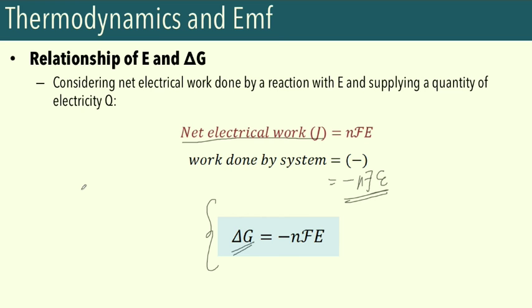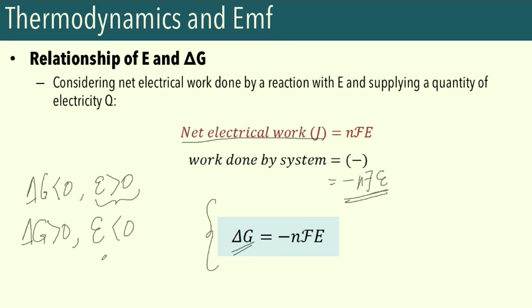We know that if our delta G is less than 0, we have a spontaneous reaction. If we have a delta G that's less than 0, this corresponds to a potential that is greater than 0. Again, this corresponds to a galvanic cell. However, when our delta G is greater than 0, or positive, this means that our cell potential is less than 0, so this corresponds to a non-spontaneous process or an electrolytic cell. We also know that when delta G is equal to 0, this means that our cell potential is equal to 0 as well.